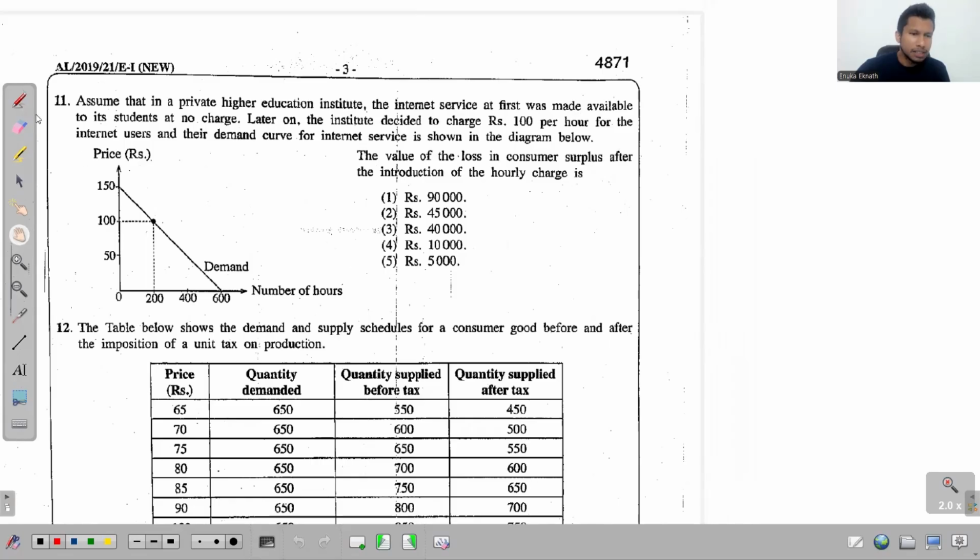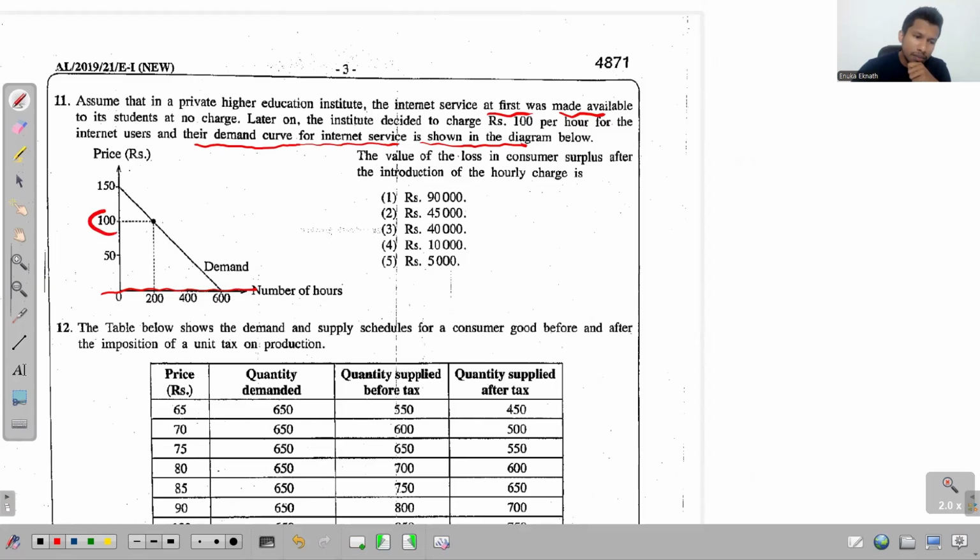In question 11, it says, assume that in a private higher education institute, internet service at first was made available to its students at no cost. Which means the price is simply zero, right? The market price, if not the price paid by the consumer, is simply zero. Later on, the institute decided to charge rupees 100 per hour for the internet users, and the demand curve for the internet service is shown in the diagram below.